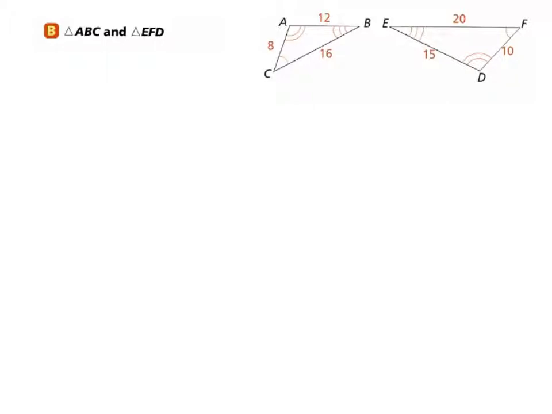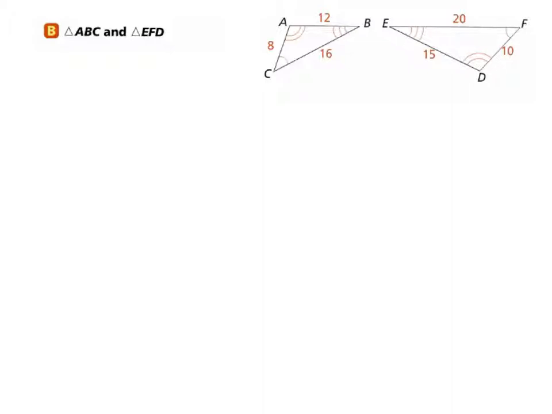So going to part B, I'm going to look at triangle ABC and triangle EFD. The first thing we should do is to see if there are pairs of congruent angles. First we have angle A, and that is congruent to angle D. We have angle B, and that is congruent to angle E. And then angle C is congruent to angle F. So I do have pairs of congruent angles. Next we're going to look at the ratios of the corresponding sides.